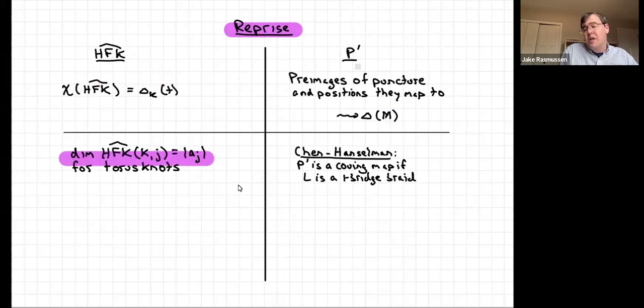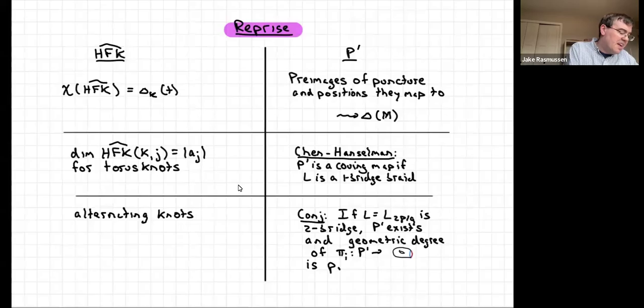The fact that the knot Floer homology is visible in the Alexander polynomial for the torus knots is analogous to the fact described by Chen and Hanselman that this map is a covering map. Okay, so if it's a covering map, then all of the pre-images of the puncture contribute with the same sign. And so there's no cancellation in the Alexander polynomial. And moreover, every term in the Alexander polynomial has the same sign. So if you know the Alexander polynomials of these one-bridge braids, that's a nice feature that they have, that every term is positive.